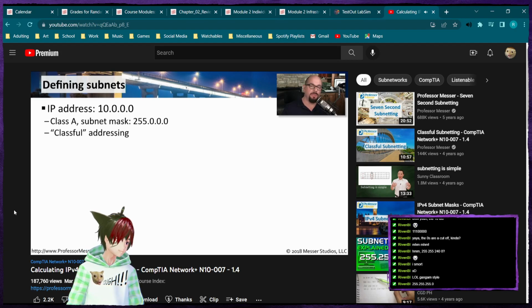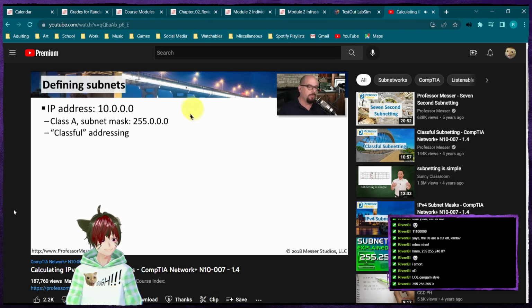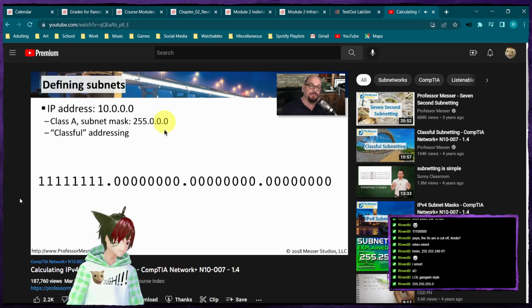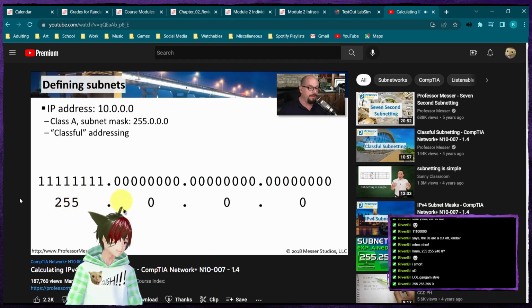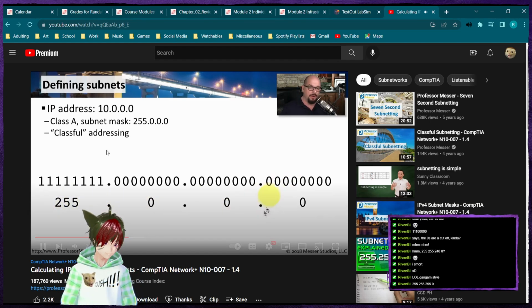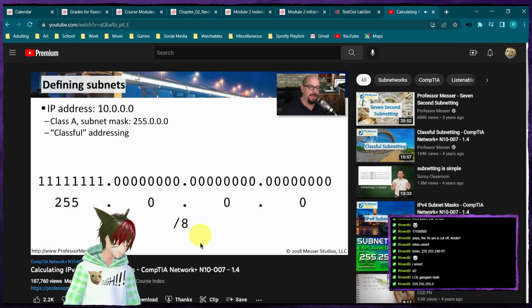Let's take it and customize it so it would be perfect for our network. We'll start with the network 10.0.0.0. Its traditional Class A subnet mask is 255.0.0.0. You'll sometimes see this referred to as classful addressing because it's based on that Class A subnet mask. If we were to write out the subnet mask in binary, you would have 8 ones at the beginning and all zeros after that. In decimal, the subnet mask then obviously is 255.0.0.0 or a /8 subnet mask.